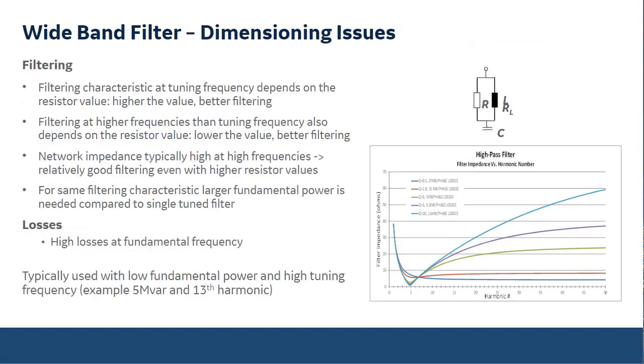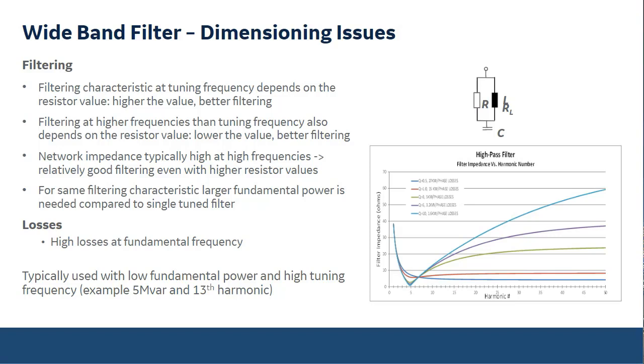Okay, filtering in here, I would say these are almost all of the things I covered when I made the introduction on the last slide. So a very typical range is, let's say, 5 megawatts, going up to the 13th harmonic. That's a typical approach with these wideband filters. It's not typical to have higher power than this with it.